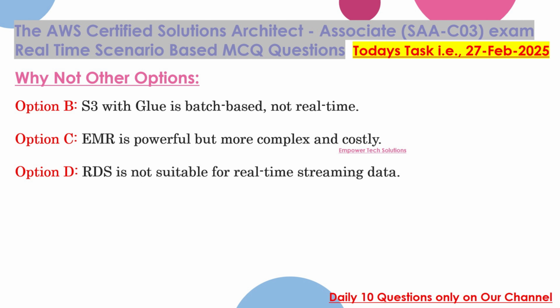Why not other options? Option B. S3 with Glue is batch-based, not real-time. Option C. EMR is powerful, but more complex and costly. Option D. RDS is not suitable for real-time streaming data.